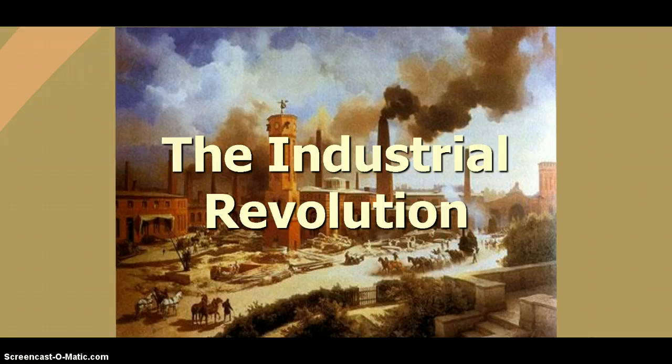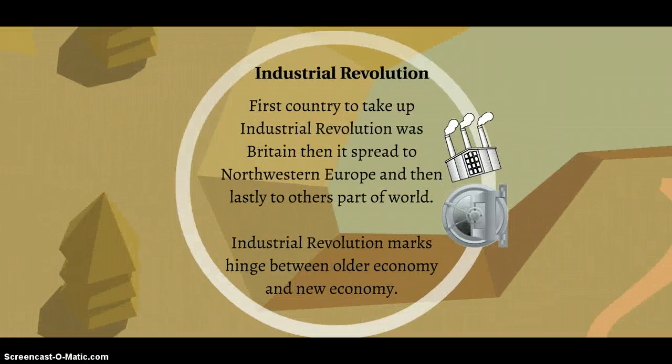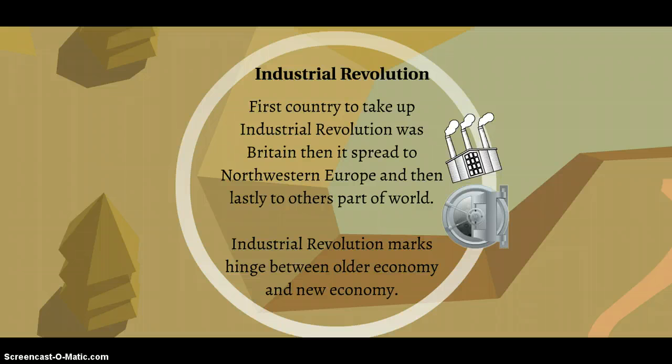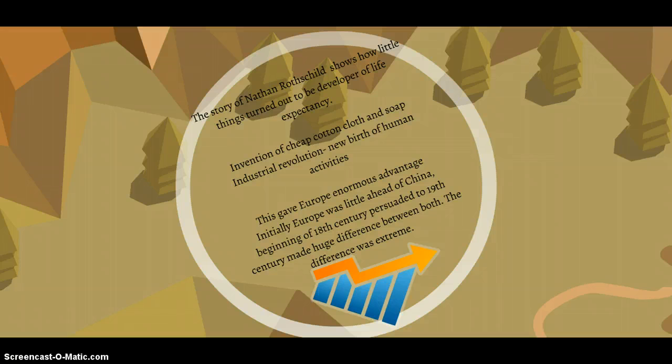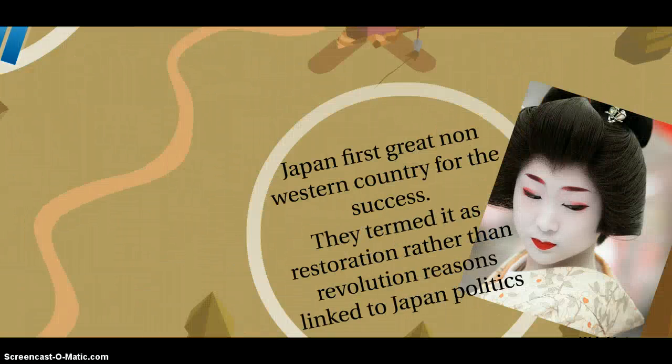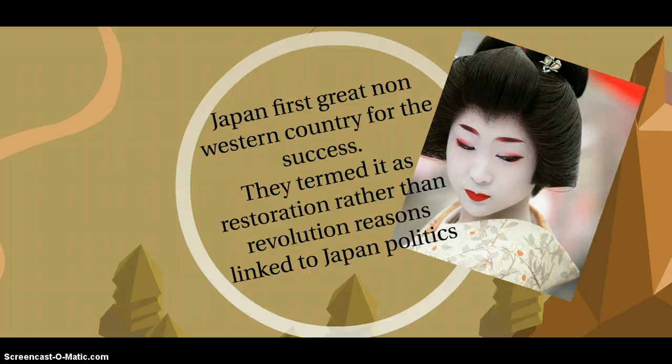Then the main thing happened, the Industrial Revolution. It marks the hinge between the older and the new economy. The first country to take up the Industrial Revolution was Britain, then Northwest Europe, and lastly other parts of the world. The Industrial Revolution gave so many things, including increased life expectancy, cheap cotton, and mass production of soap. Japan was the first non-Western country to take it up, in spite of all hiccups and constraints. They took up Western ideas and technology.